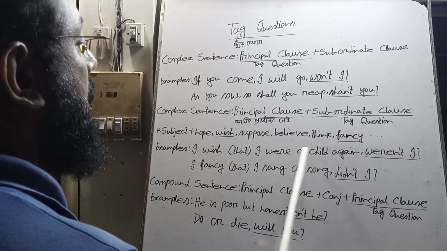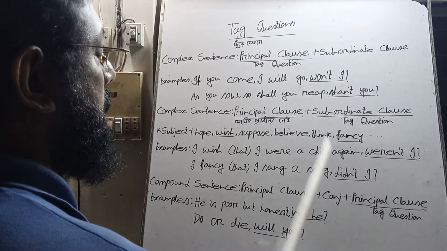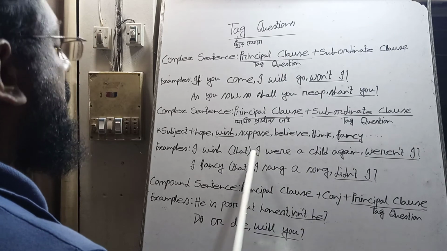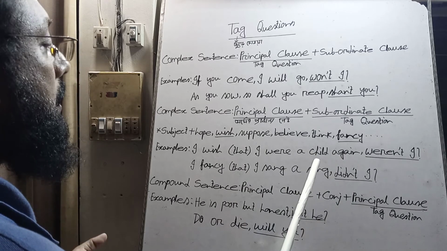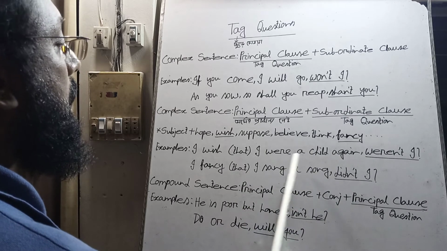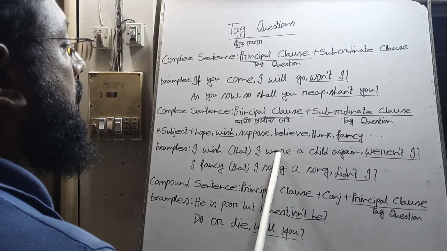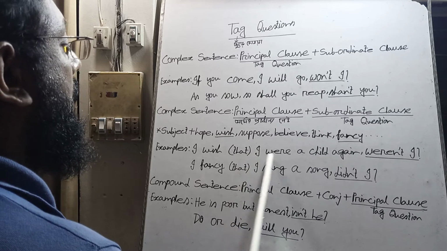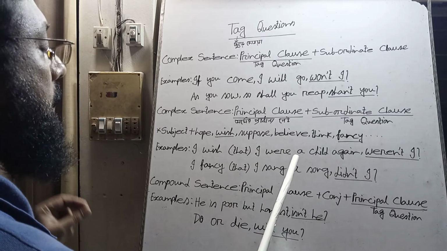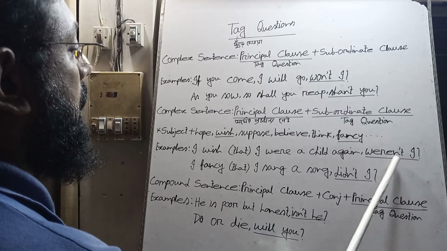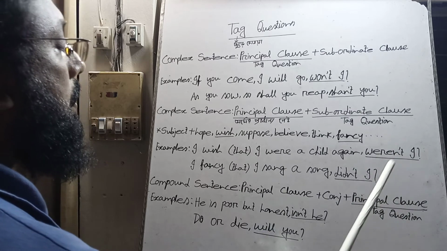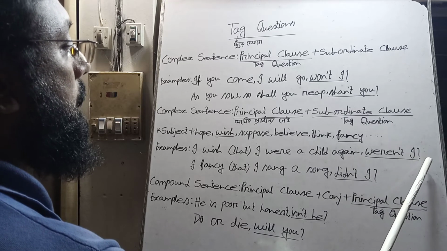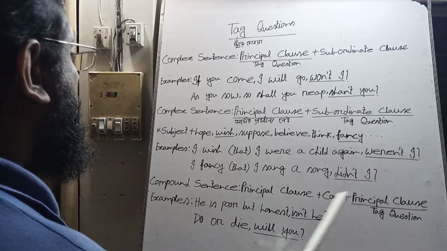"That I were a child again", "that I sang a song". These two are subordinate clauses, but they have importance in meaning. So we will take the subordinate clause. We take were, the subordinate clause "that I were a child again". It is affirmative, so the tag question will be negative. Were plus not equals weren't, it is a contraction, and we take the subject, the pronoun I. At last we use an interrogation mark.